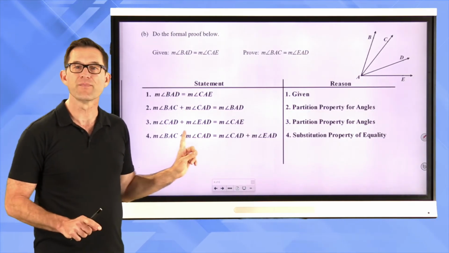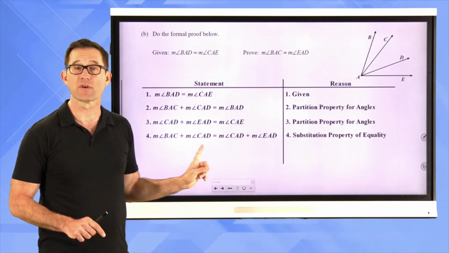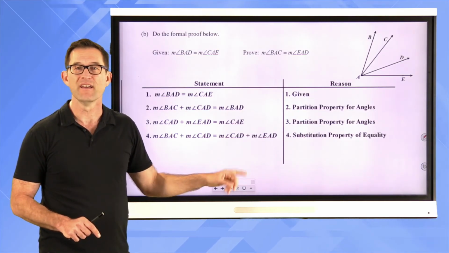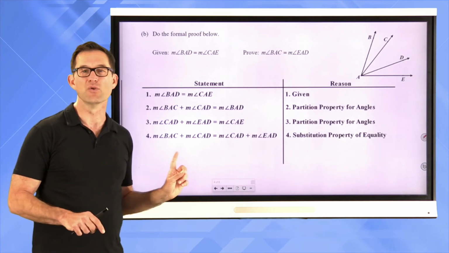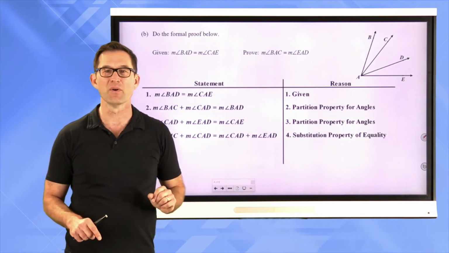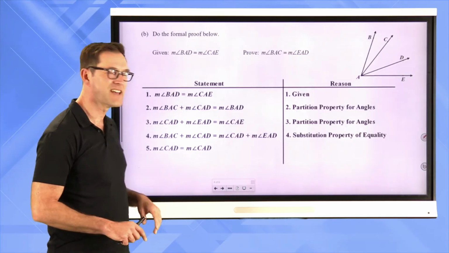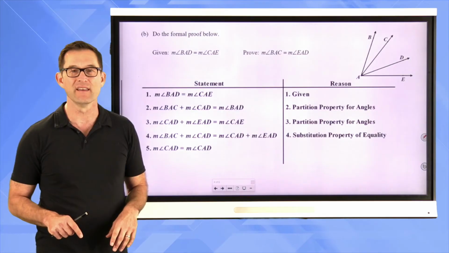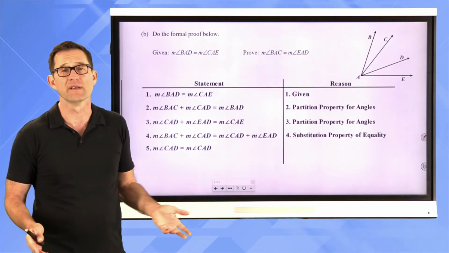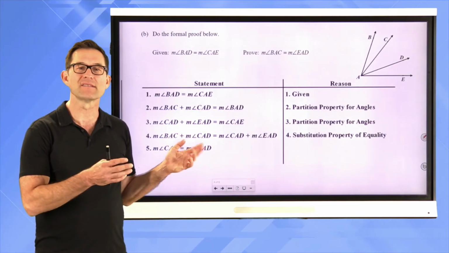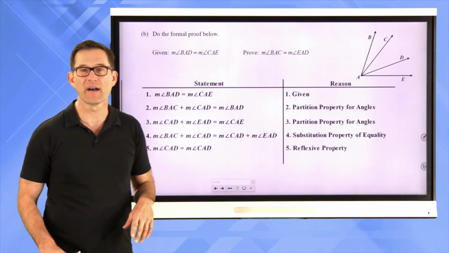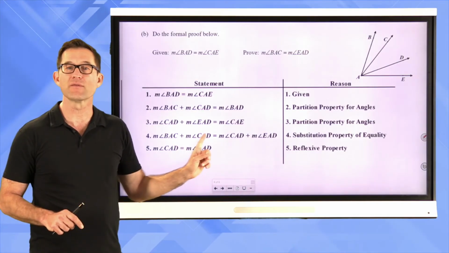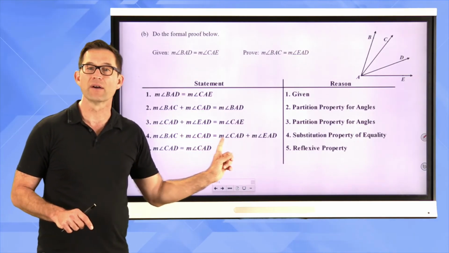But now notice, on this side of the equation is the measure of angle CAD, and on that side of the equation is the measure of angle CAD. If I was doing some algebra here, I would just do minus CAD from both sides. Here, I have to set that up a little bit by saying the measure of angle CAD is equal to the measure of angle CAD. And yes, of course it is. But I actually have to make a statement about what I'm going to subtract from both sides. That's my reflexive property.